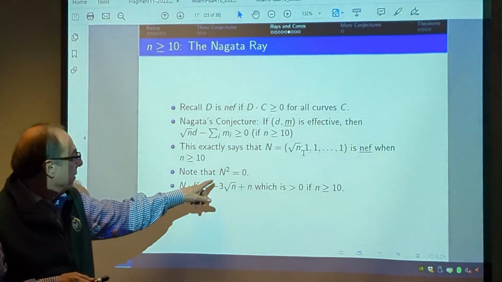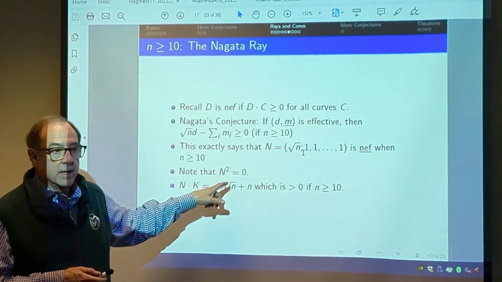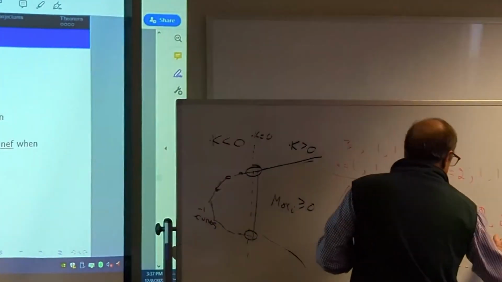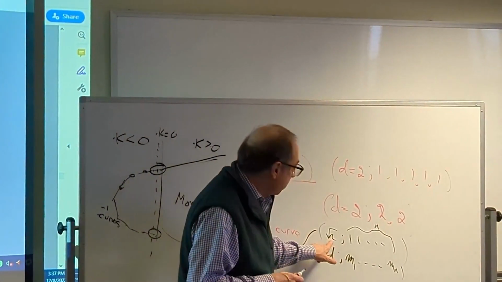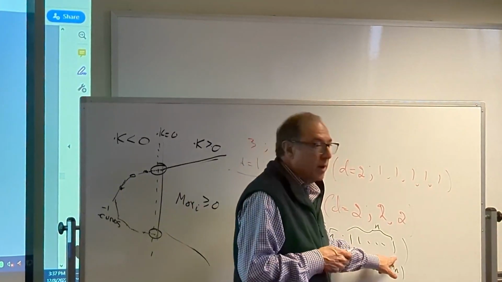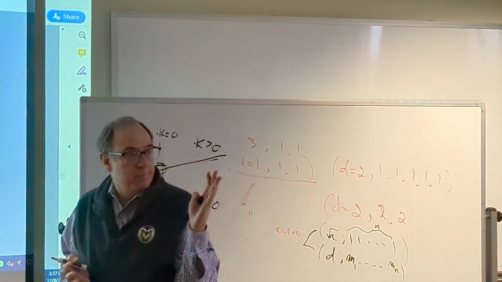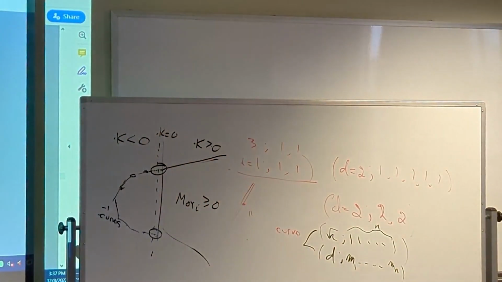This Nagata ray, by the way, its self-intersection is 0, right? Because there are n points here. And so if I take d squared, I get n minus 1 for every point, minus n, it's 0. So you're right at the boundary of the self-intersection of this positive cone. The positive cone was the stuff that had positive degree and positive self-intersection. This is 0 self-intersection, so you're right at the boundary.